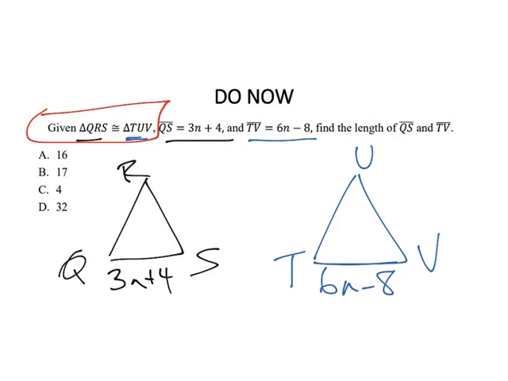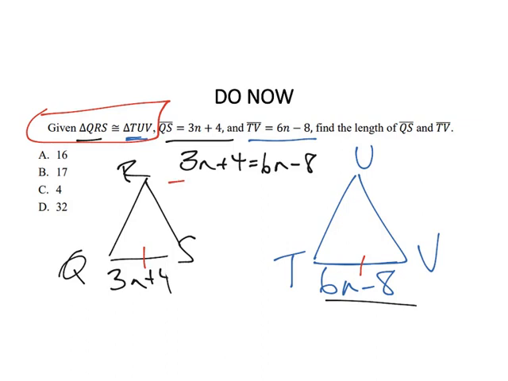Well, if that's the case, and these two are congruent triangles, that means that these two sides are also congruent. So all we really have to do is set these two expressions equal to each other. So we'd get 3n plus 4 equals 6n minus 8. I'm going to erase just a bit here. At this point it's just a matter of solving for n.